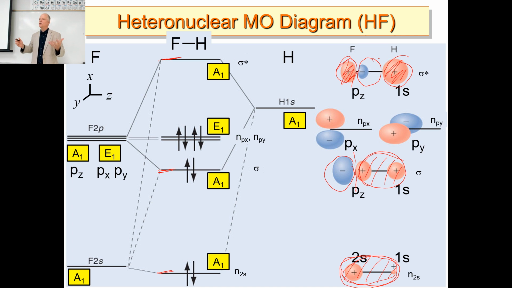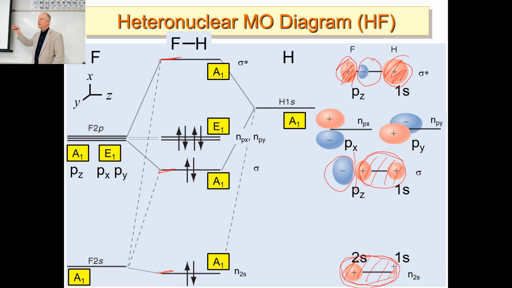So those are the kinds of pictures that I would be looking for if I was grading your work on this. And then I would want to see the symmetries labeled too. How did you get those? You mixed the A1 atomic orbitals. And so all 3 of those would be A1.